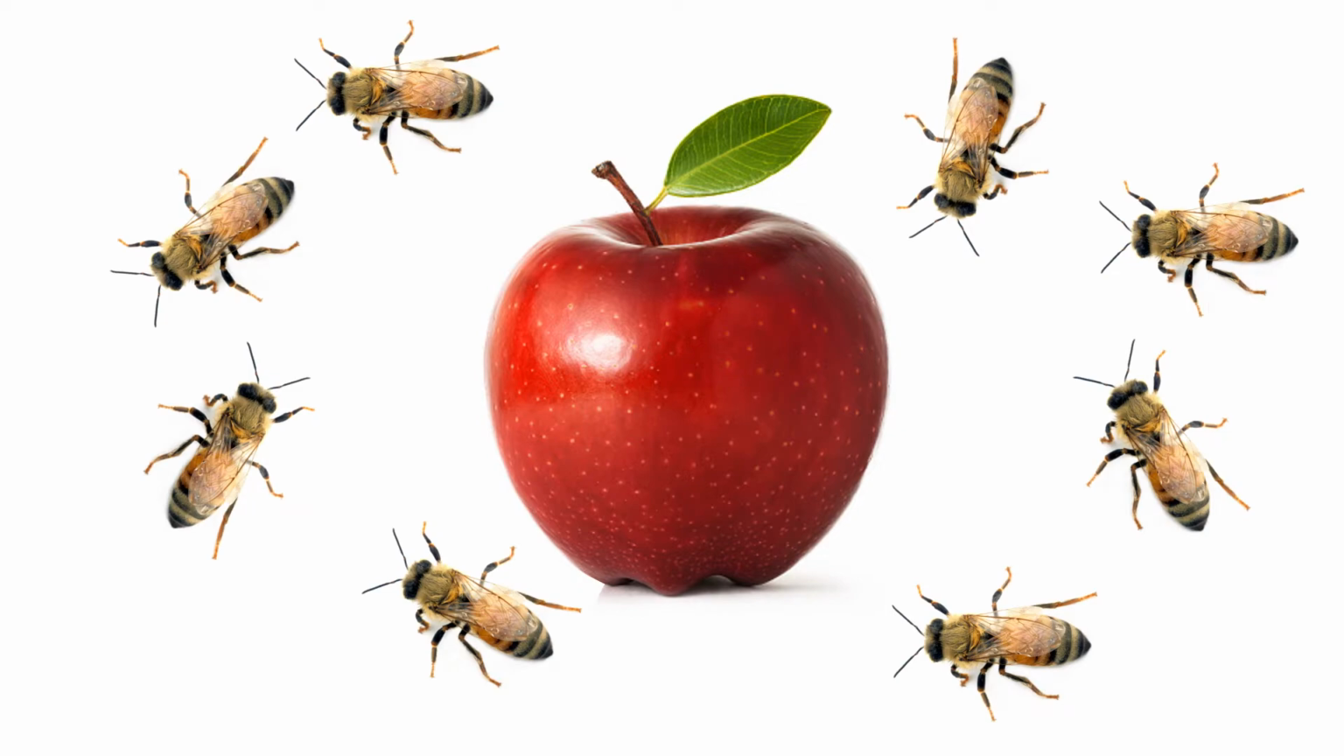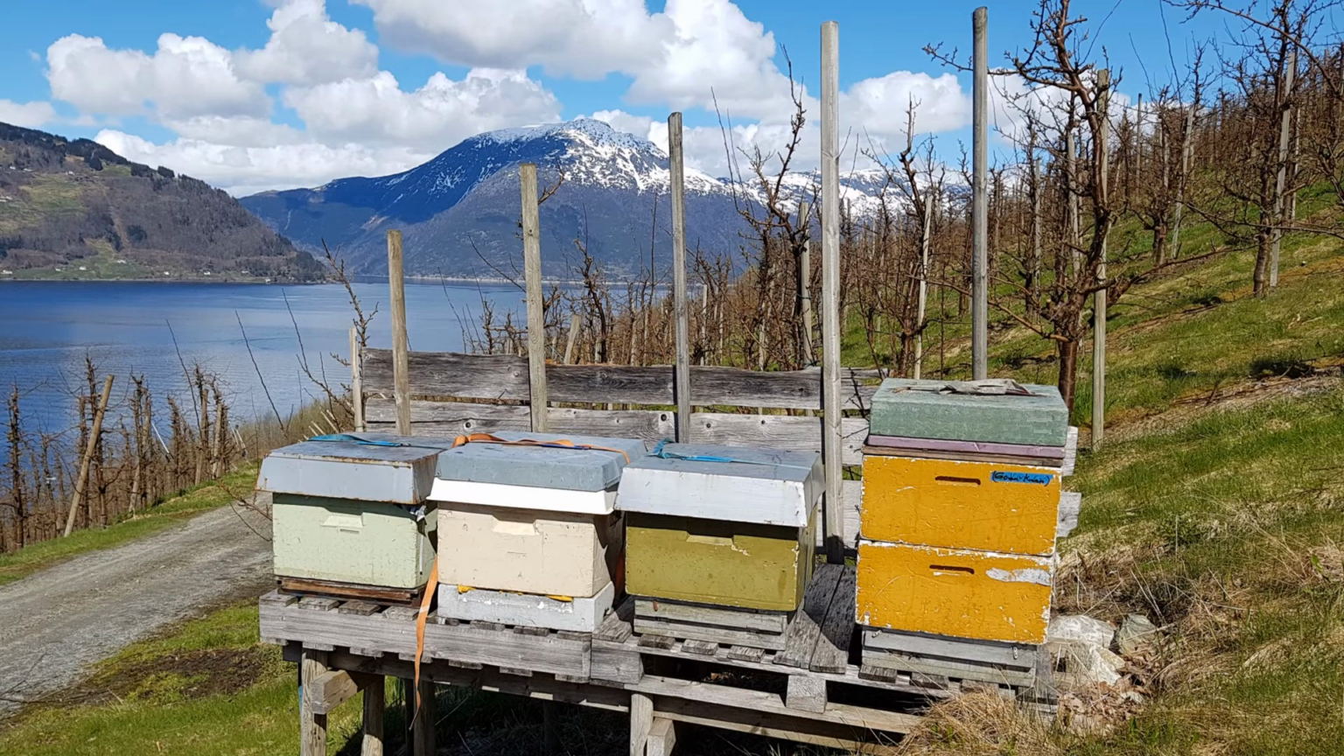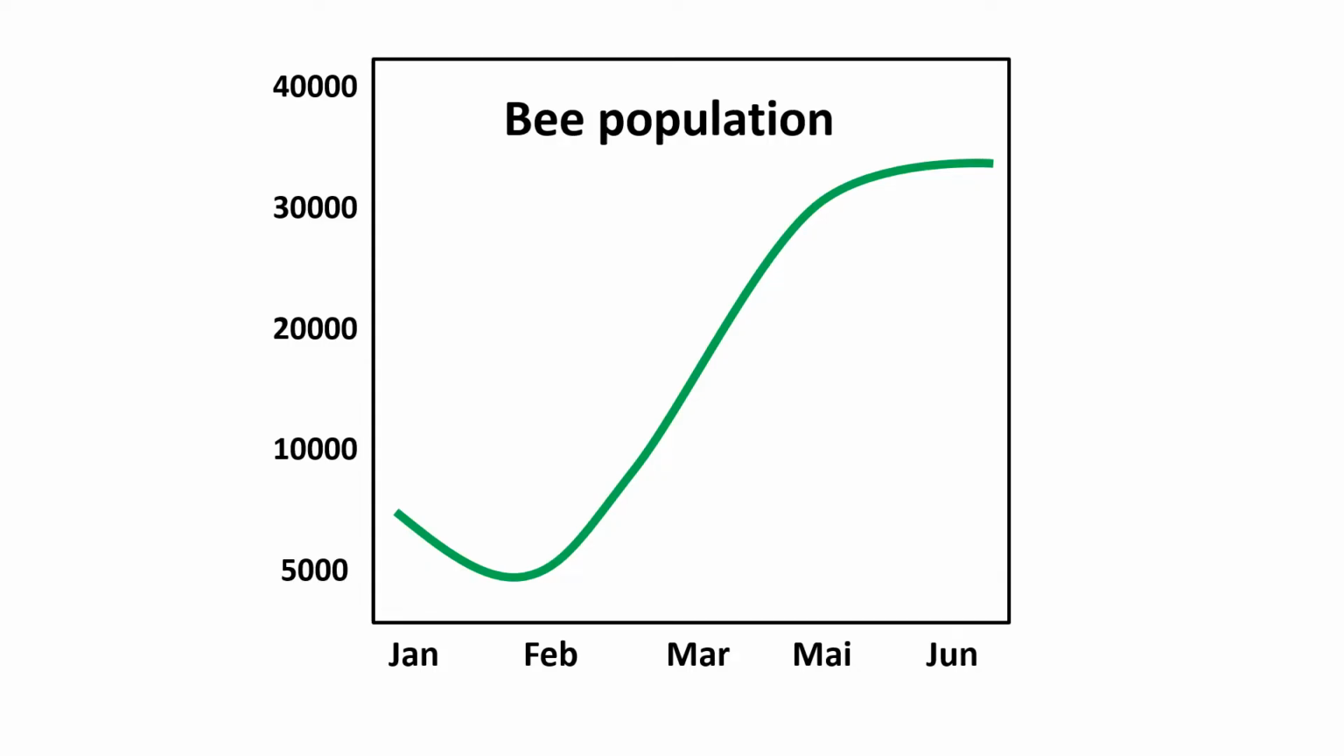So this is an apple, and about 35% of the food we eat depends on bees for pollination. That's why every spring we drive beehives out to the Hardangerfjord to pollinate local fruit trees. And this is how they usually develop.